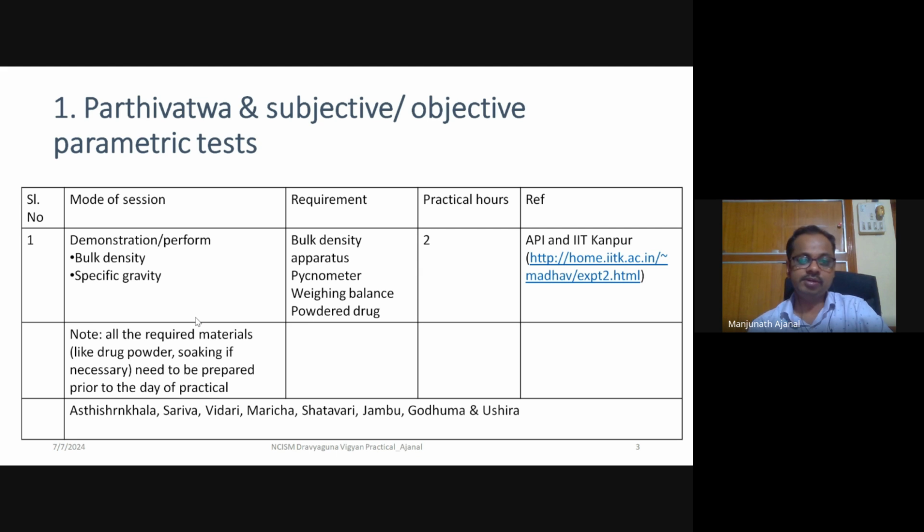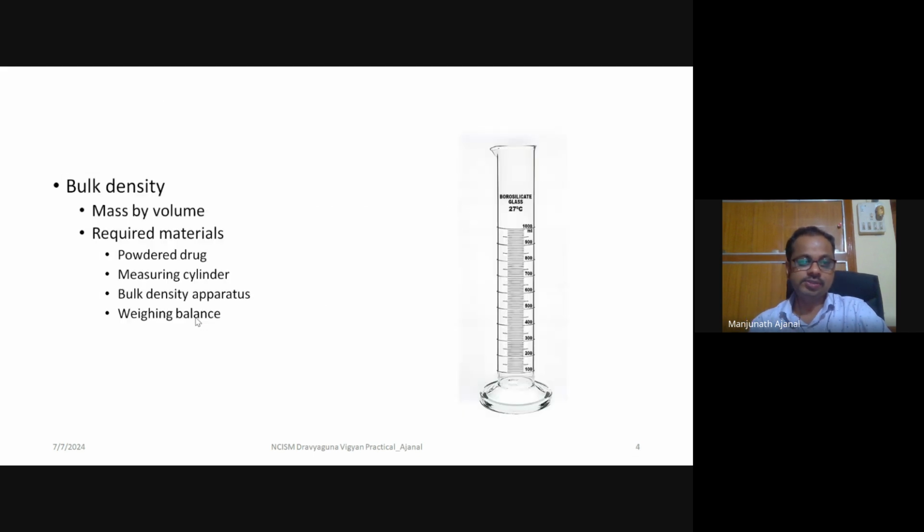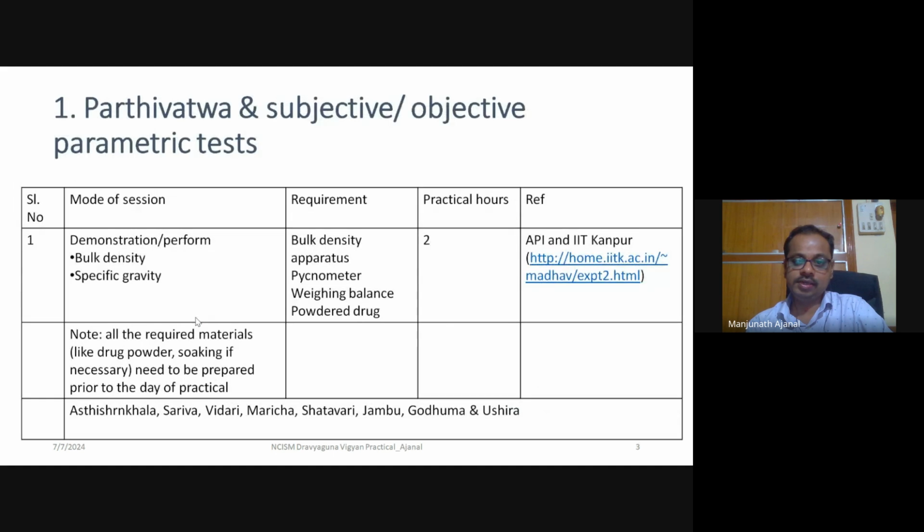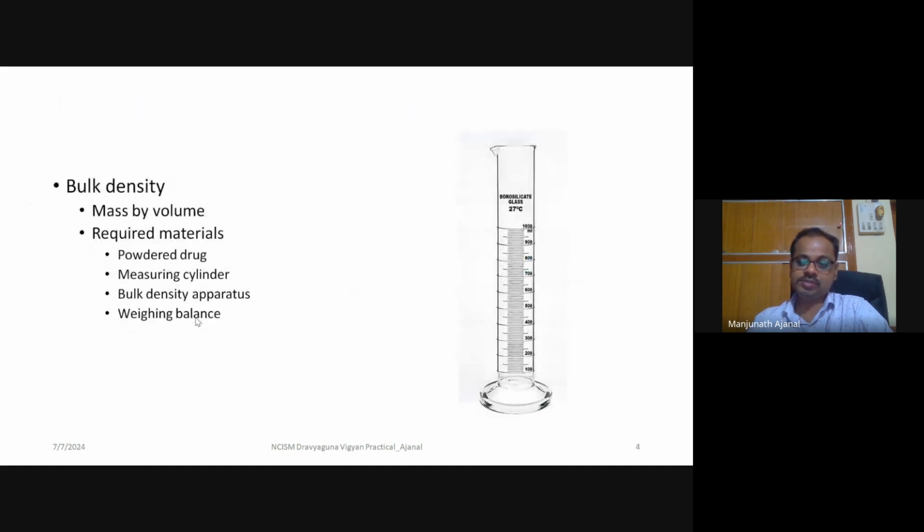The requirements for these practicals are the bulk density apparatus, pycnometer, weighing balance, and powder drug. This particular practical carries 2 hours. The drugs included are Sashi Shrunkala, Sariva, Vidhari, Maricha, Shatavari, Jambu, Goduma, and Ushira. Here 4 Parthiva Dravyas and 4 non-Parthiva Dravyas need to be studied. All these SOPs and activities, how they need to be performed, are available in the Ayurvedic Pharmacopoeia of India and even some of the WHO monographs.